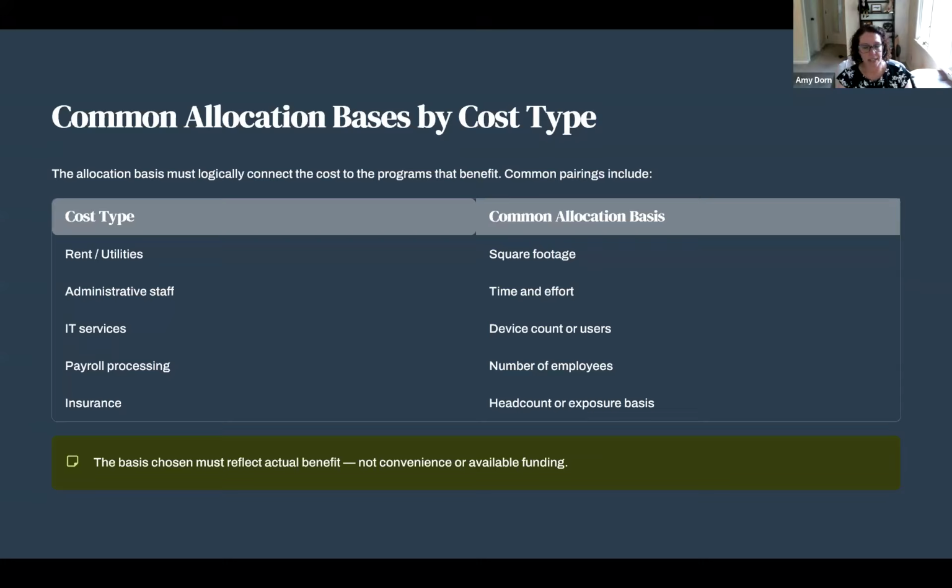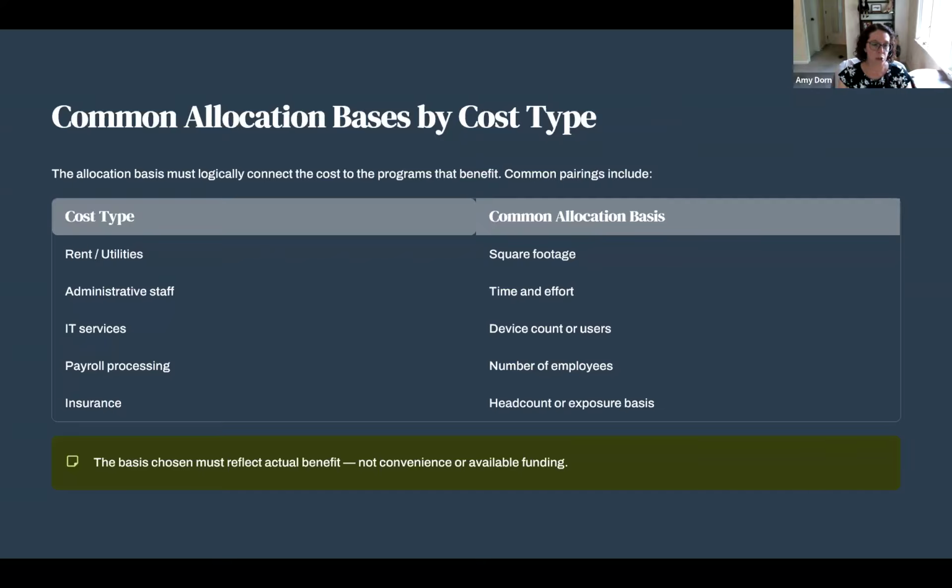IT services can be device count, or it can be number of users. And payroll processing, you're going to use your number of employees oftentimes. And then insurance, you could use headcount, you could use exposure basis, or you can fall back to something a little less specific that you could apply to more instances and use FTEs and determine how your FTEs are applied across the program.